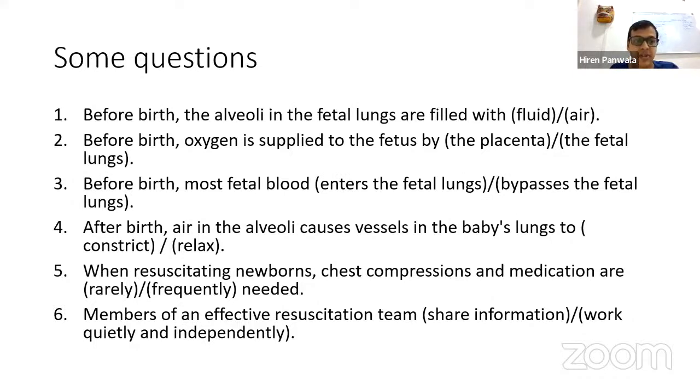It is very natural, very physiological for all the babies to start doing that. Hardly 1 to 2% of the babies need chest compressions and medications, less than 1%.